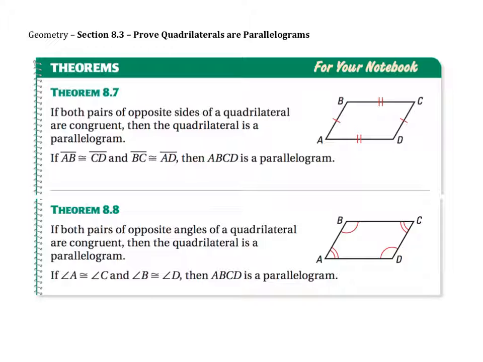Theorem 8.8, if both pairs of opposite angles of a quadrilateral are congruent, then the quadrilateral is a parallelogram. Again, in the last section we started with if a quadrilateral is a parallelogram, then we knew the opposite angles were congruent. Now we're saying if we know that both pairs of opposite angles of a quadrilateral are congruent, then we know it's a parallelogram. So again, we're proving that quadrilaterals are parallelograms in this section.